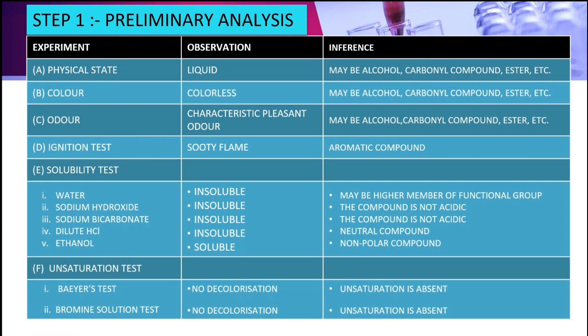We first performed the Baeyer's test, that is, alkaline potassium permanganate solution was added to the unknown organic compound and no color change was observed, that is, no decolorization took place, which suggests that unsaturation is absent. This was further confirmed by the bromine solution test. When bromine solution was added to a small quantity of the unknown organic compound, no decolorization of the brown color was observed, which suggests that the compound is not unsaturated, that is, unsaturation is absent.